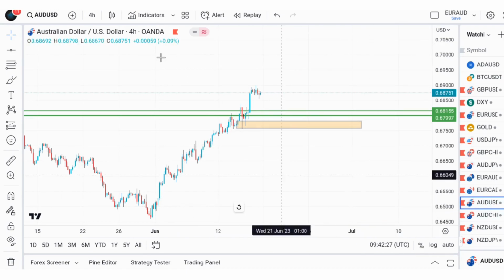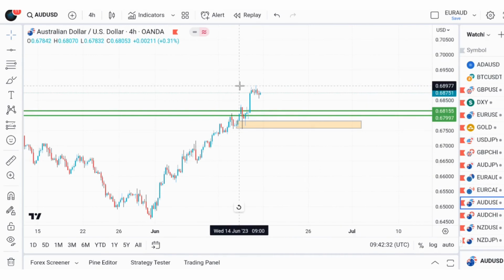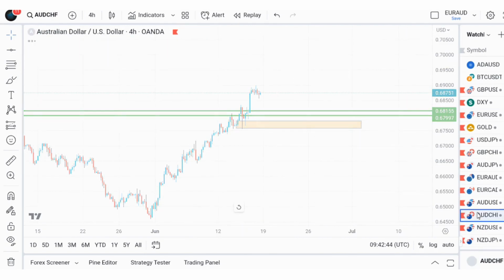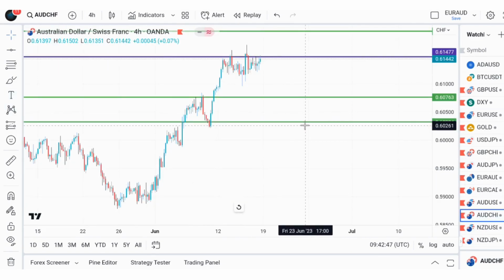And don't forget that last week we had the AUD unemployment and employment coming out better than expected. A week before that, the CPI came out better than expected, which means that the Australian economy is very strong right now, so don't rule that out. So the next pair we want to check is the AUD Swiss franc.